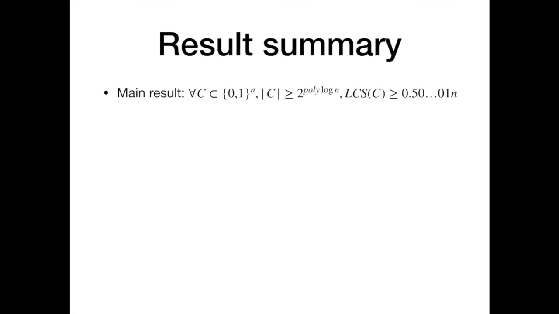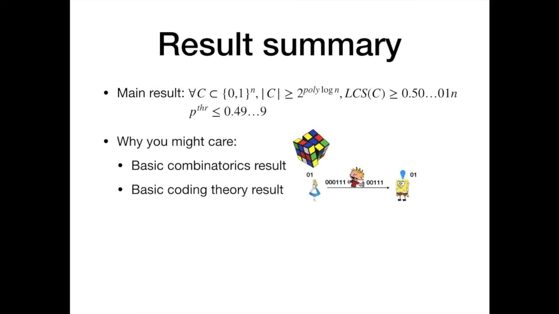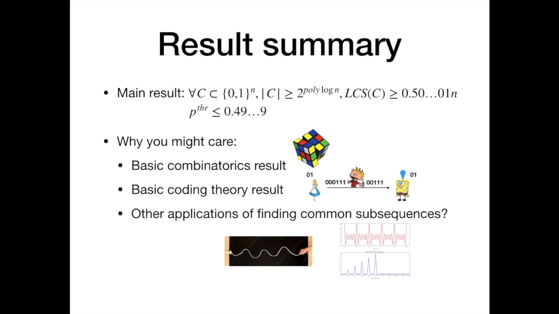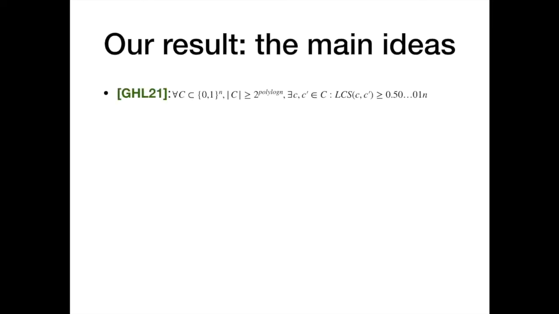So just to summarize our result, we prove this combinatorics result, that among any set of quasi-polynomially many binary strings, there are 2 with LCS n over 2 plus some delta n. It's a combinatorics result. It's also a basic coding theory result about what's the threshold of adversarial deletions. And another reason you might care about this is, if you look at our result, it's purely a question of finding long common subsequences, and common subsequences appear all over computer science. So could you apply some of the new techniques we developed to other problems? Now I'll tell you about the main ideas in our result.